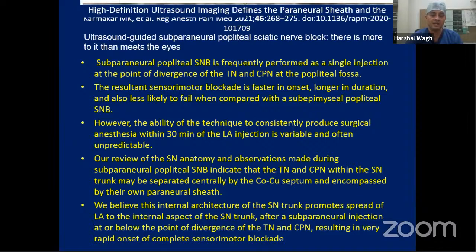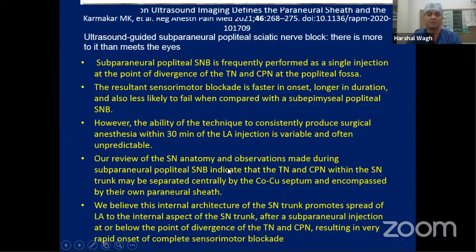They say that the resultant blockade is faster, longer in duration, and also less likely to fail as compared to when the injection is made sub-epimysially, which is basically between the epimysium of the muscle and the paraneural sheath. They also say that the ability of this technique to reliably work within 30 minutes is still unpredictable.